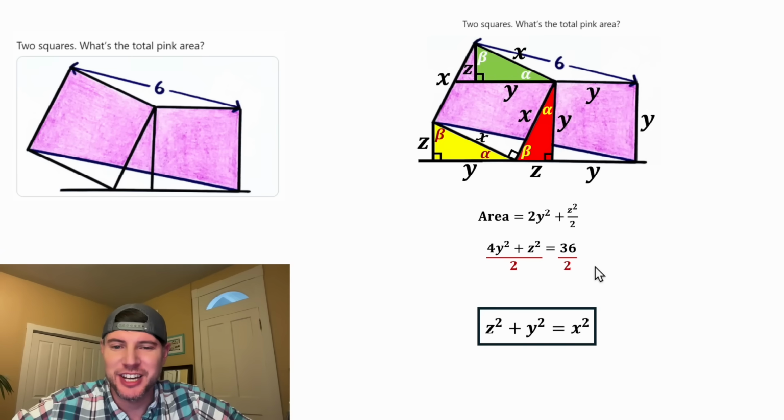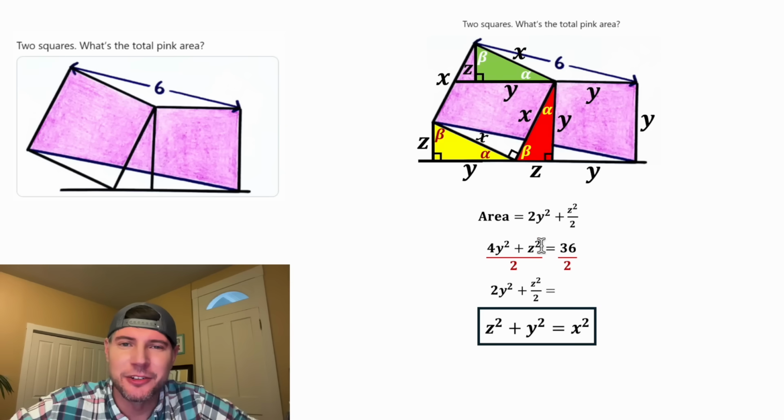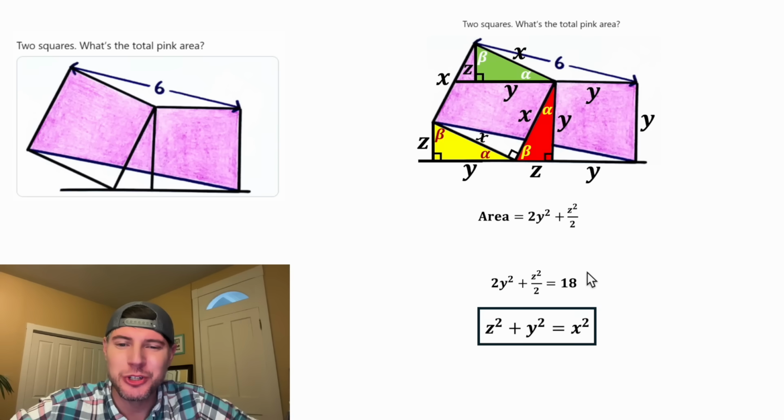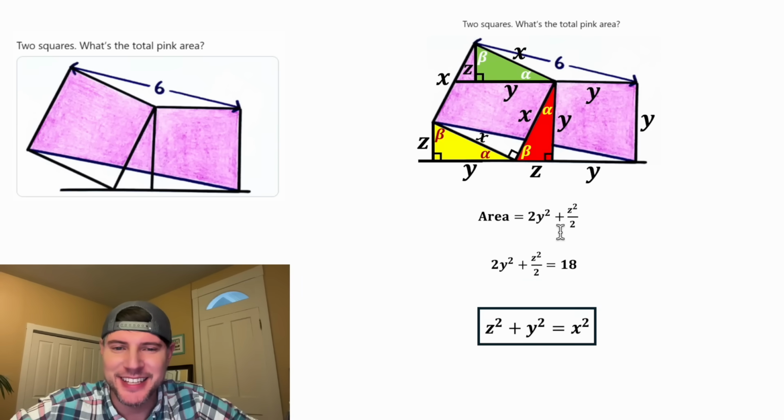Let's divide both sides by 2. On the left-hand side, 4y squared divided by 2 is 2y squared. And then we can add to that z squared over 2. And on the right-hand side, 36 divided by 2 is 18. And now we know 2y squared plus z squared over 2 is equal to 18. That's the exact same thing we have right here. So in the place of all of this, we can substitute 18.